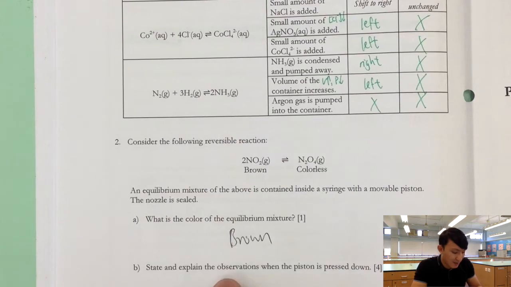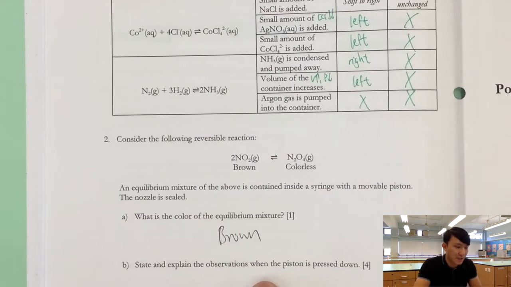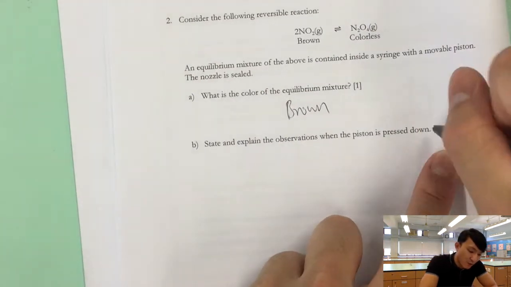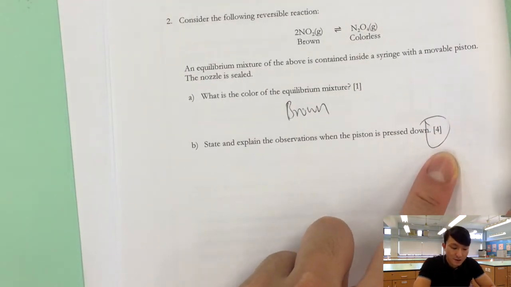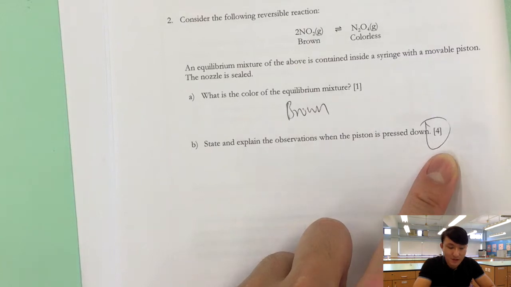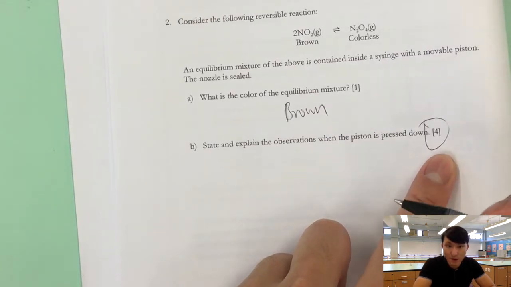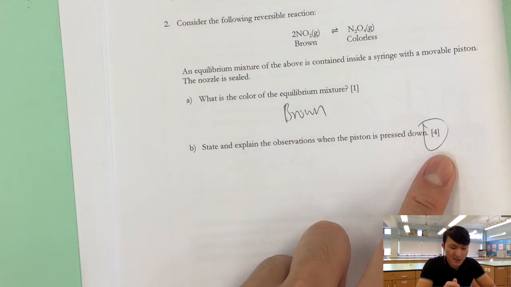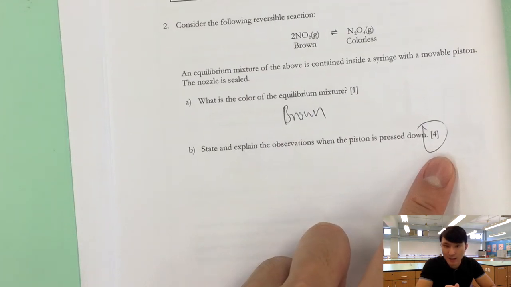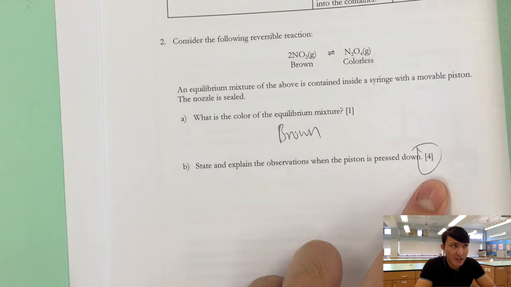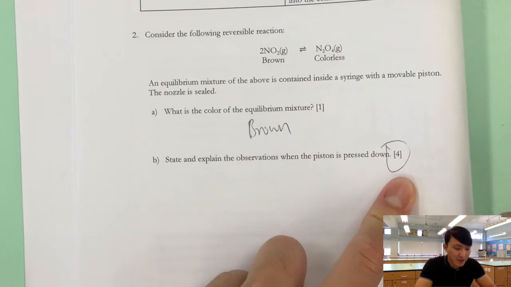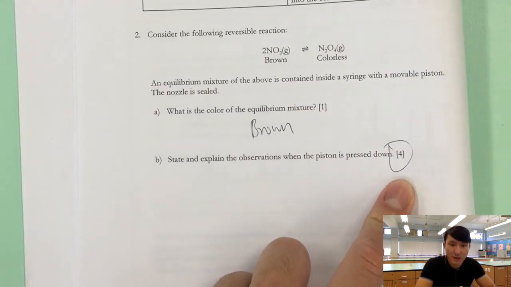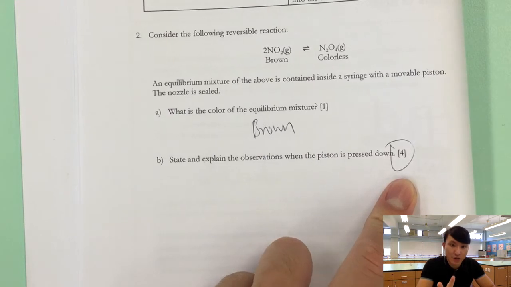Now state and explain the observations when the piston is pressed down. Now you notice this question has 4 marks, right? Based on what we have discussed, usually we mention one change and then the shift to one side. It can't really give you 4 marks that much, isn't it? So there must be something tricky going on. Now here, the tricky part is that there are 2 observations and 2 corresponding explanations.